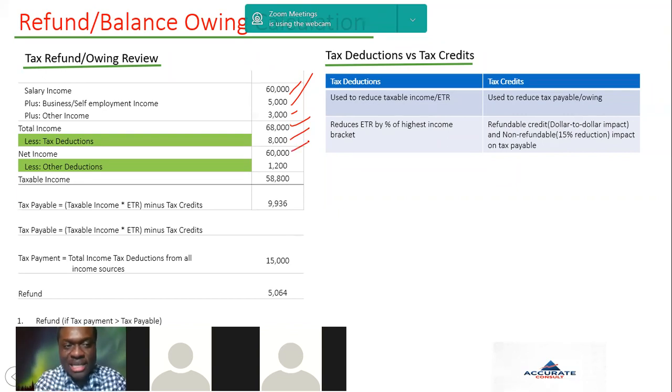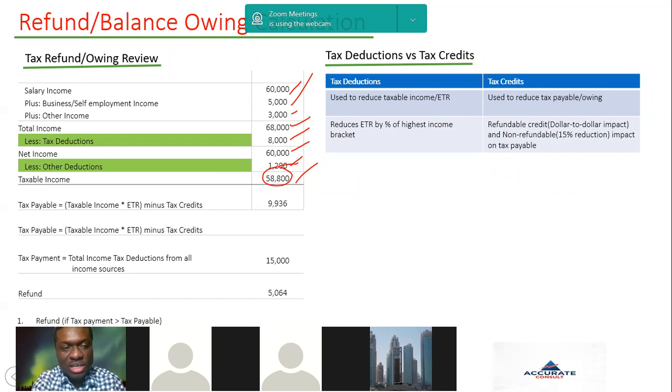From net income, we have other deductions. Then we arrive at the taxable income. Now, the goal is to reduce this taxable income amount. That is the goal of the tax tools and the various tax credits. The goal is to reduce your taxable income because this is what is being used to derive your balance owing or tax refund.